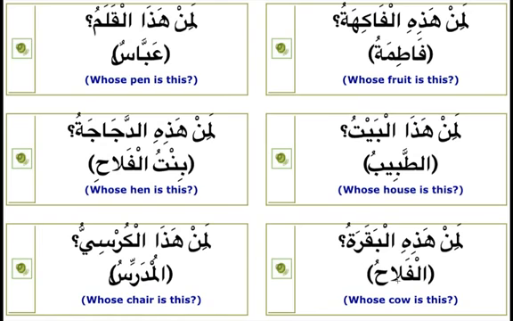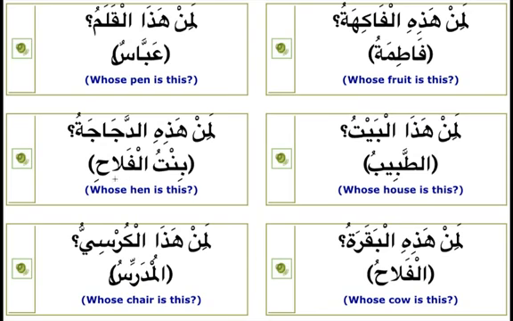Say lil fallah. So liman hadal qalamu. To whom does this pen belong? Got the answer here. Abbasun. How do we say? Hadal qalamu li Abbasin. Li Abbasin. Abbasun becomes Abbasin. So all your knowledge will come together in understanding the whole sentence properly inshallah. So liman hadihi dajajatu. To whom does this chicken or hen belong?